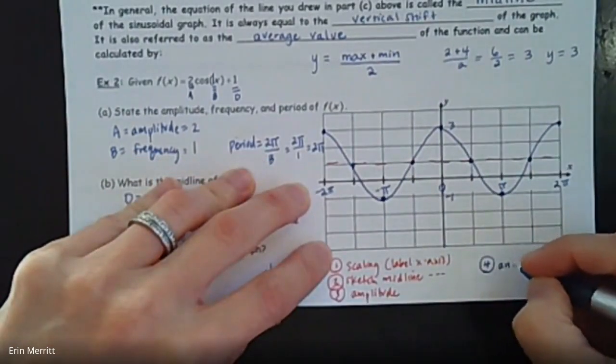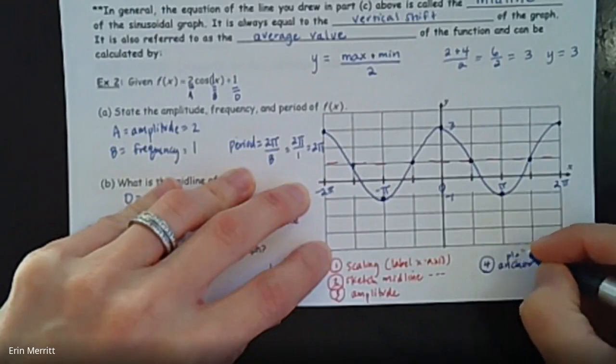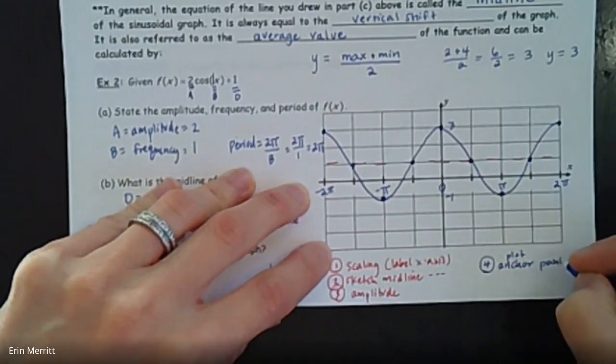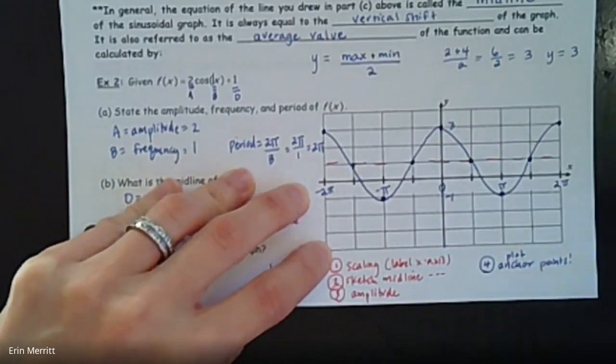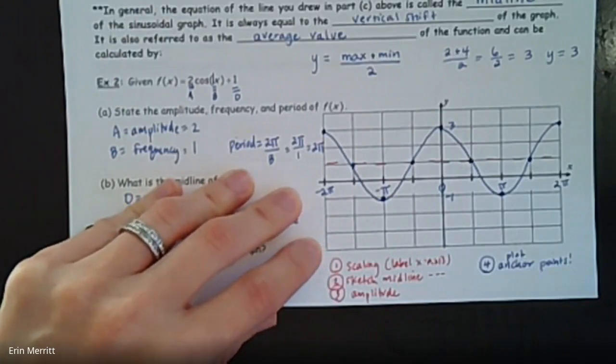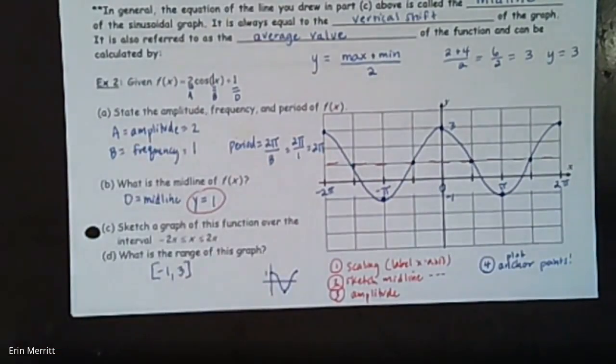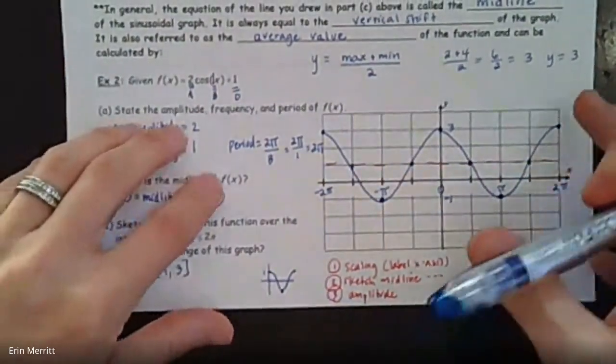So step 4, I'm going to say plot those anchor points. It's not a high-tech term, but you got to make sure to hit those points. So you could call them the key points, the critical points, whatever you want. Make sure that you plot those points before you actually draw the curve. Okay. When we go on to the next page here.